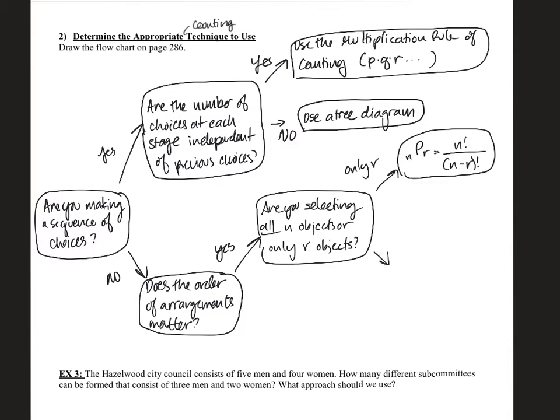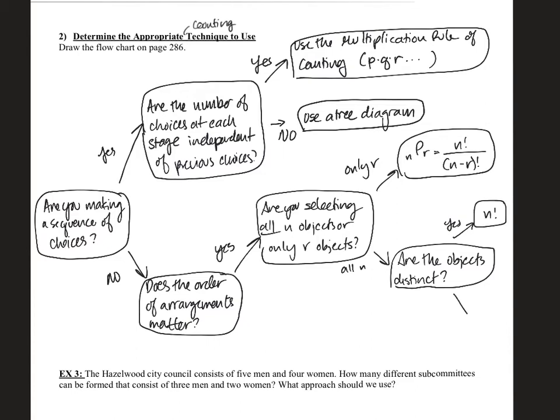If we're going to use all n, we have a new question. Are the objects distinct? If yes, we'll just use n factorial. If no, we're going to use n factorial all over n sub 1 factorial times n sub 2 factorial, on and on till n sub k factorial.